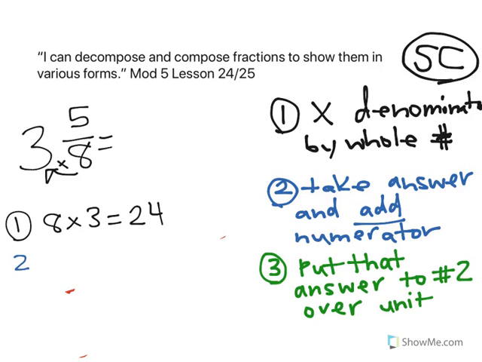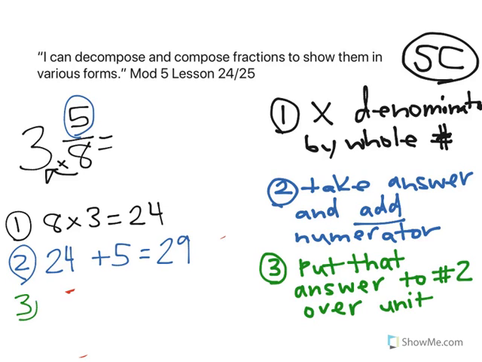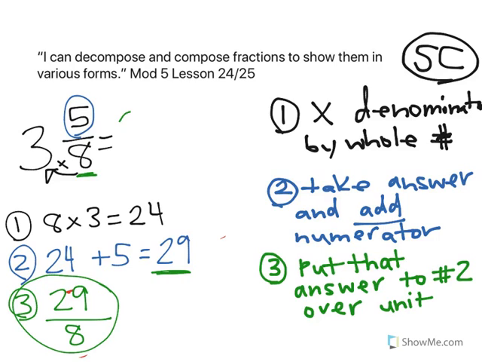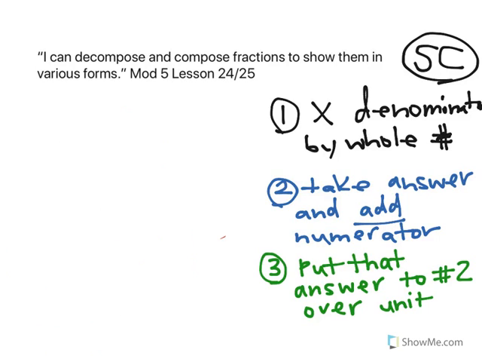So now step 2, take the answer, so 24, and add the numerator. Well, what's the numerator? That's 5. That would equal 29. So step 3, you're going to put that answer from number 2, 29, over the unit. Well, what's the units? Eighths. So here's my improper fraction. 29 eighths. Alright guys, last one we'll do together.